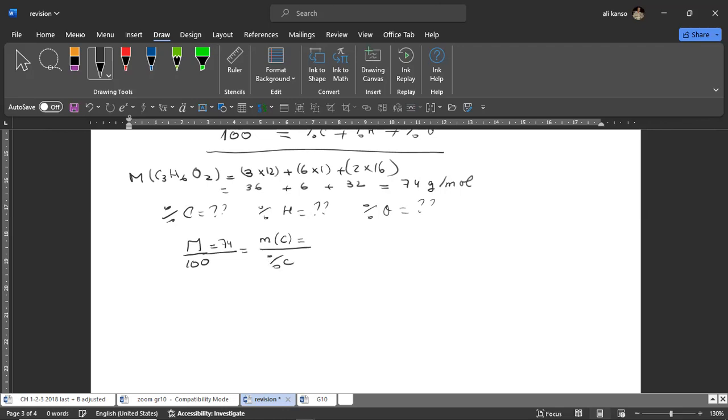What is the mass of carbon? It is here, 36. So you have molar mass and you have mass of carbon. You can calculate percentage of carbon by mass: we cross multiply, 36 times 100 divided by 74. 3600 divided by 74, what do we get? We get 48.64.